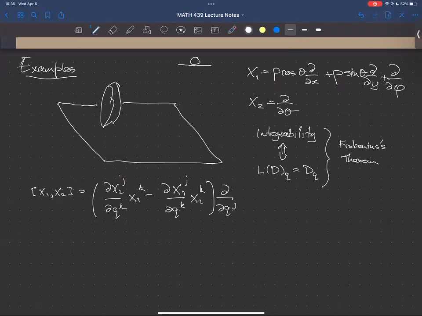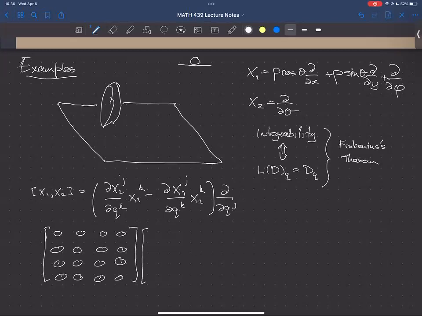According to my formula, I take X2 first, because X2 comes first, and then I calculate the Jacobian matrix of X2. That's actually very simple in this case, because all the coefficients of X2 are constant. There's only one non-zero coefficient, and even that is just one. Even though it's zero, I'm going to fill it in anyway, because it's the first time we've done a Lie bracket calculation. Then you stick the components of x1 here as a vector.